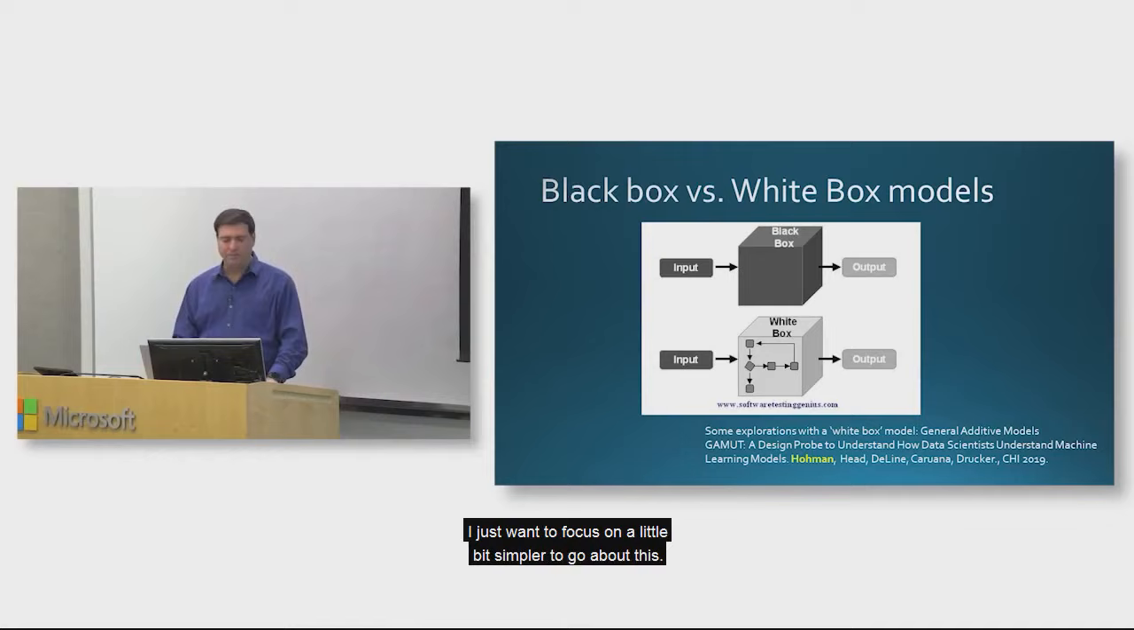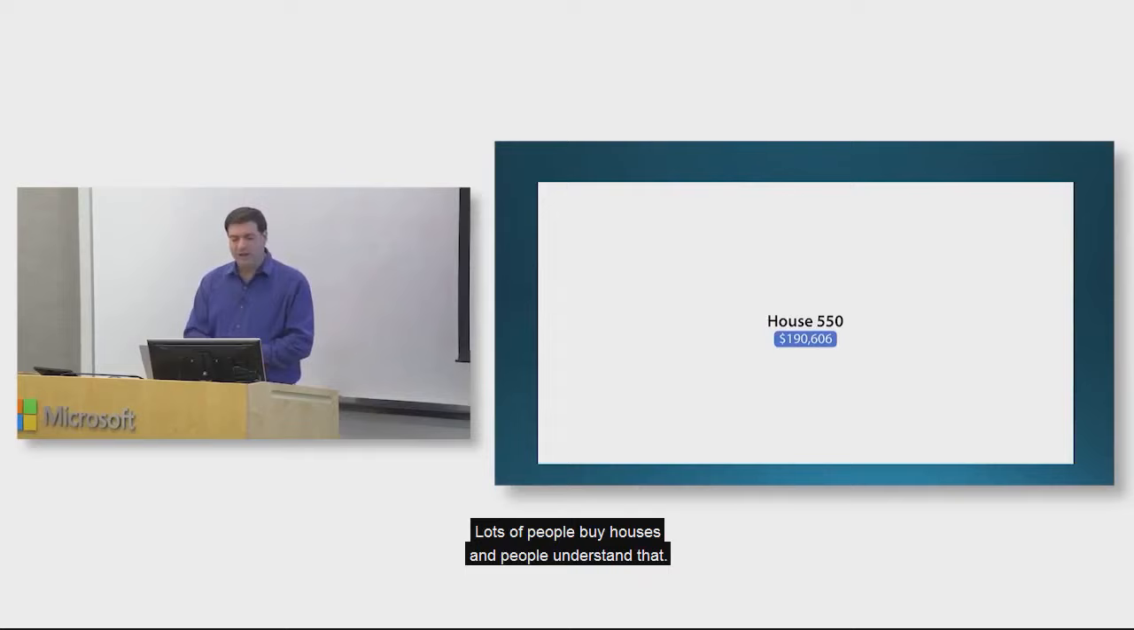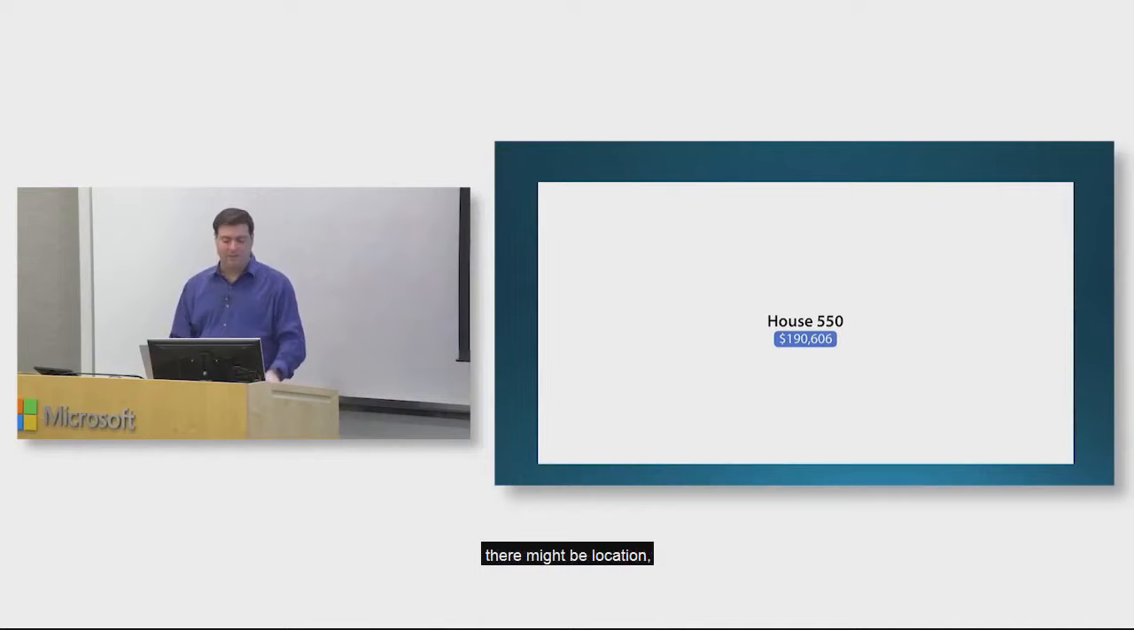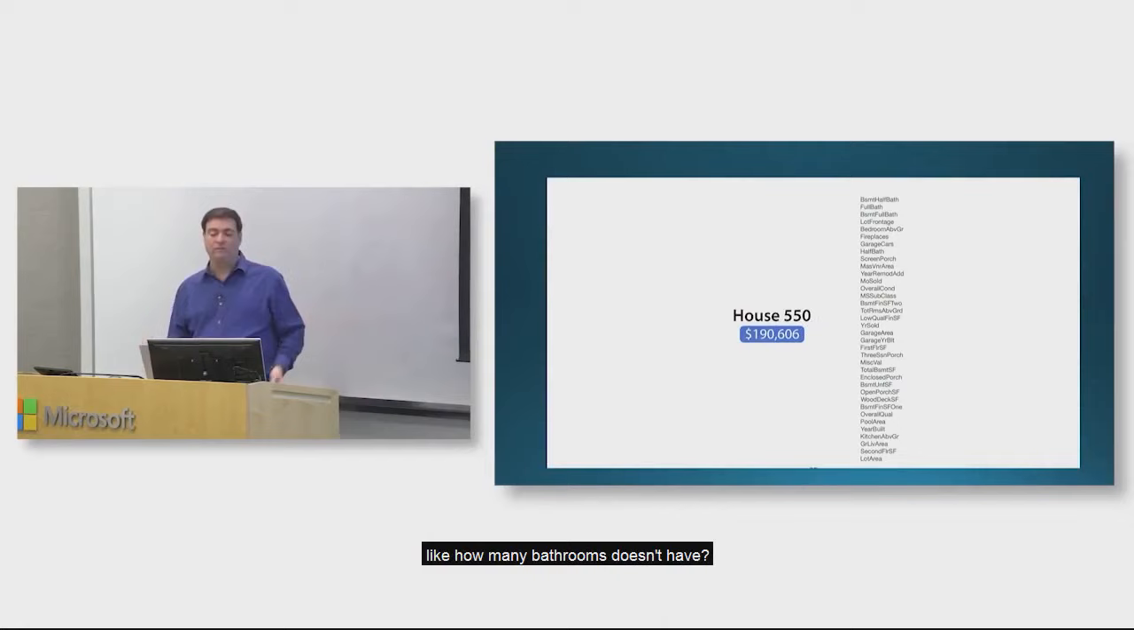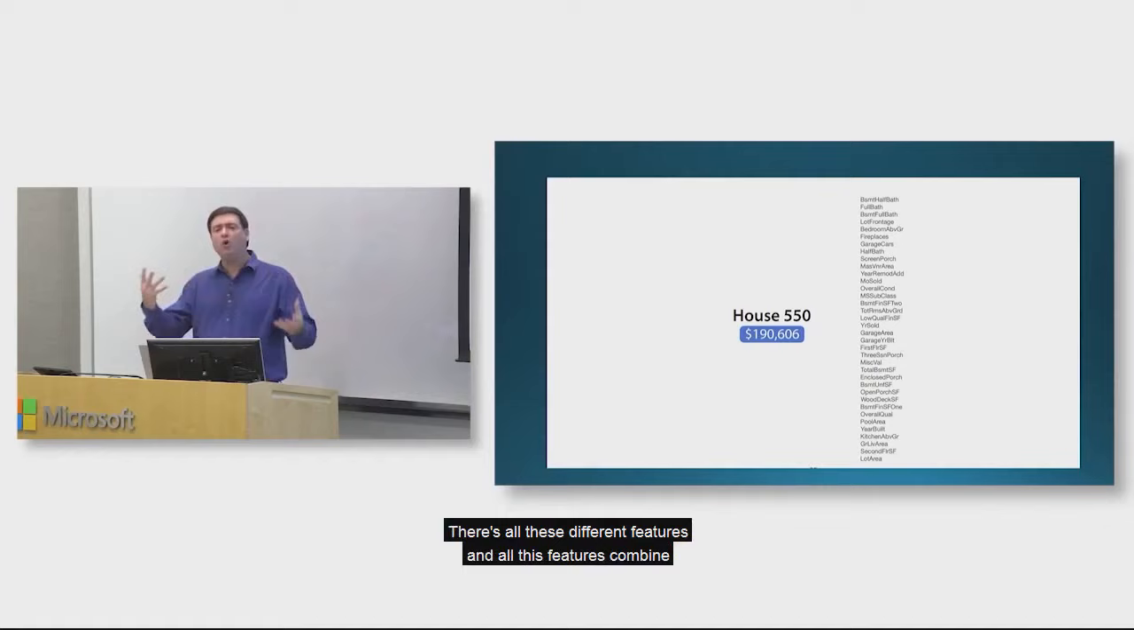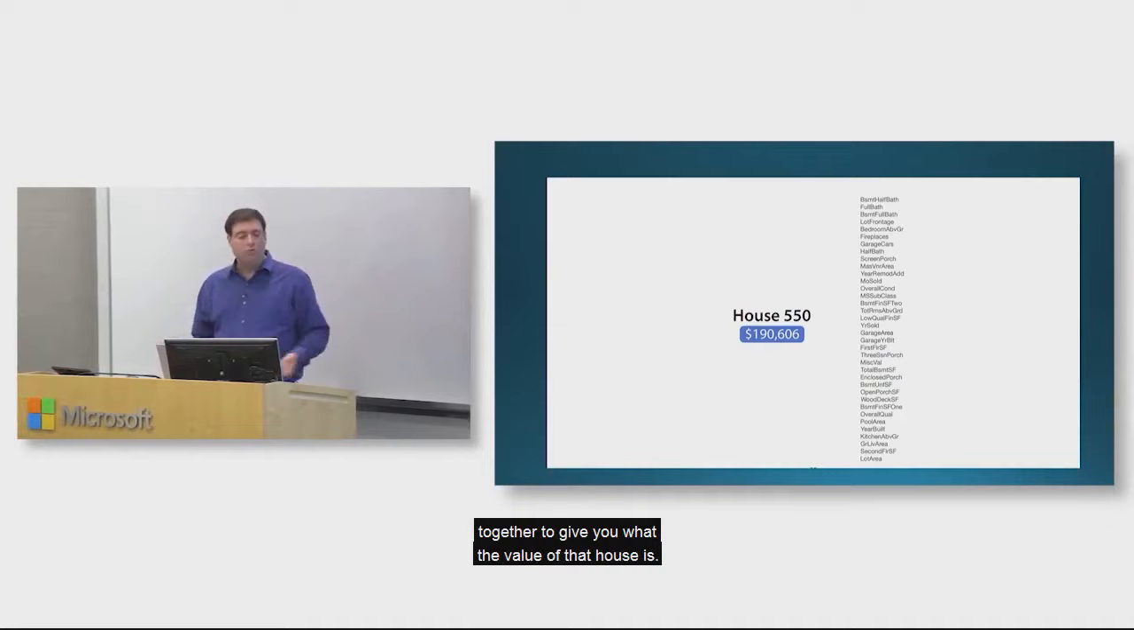Lots of people buy houses, and so people understand that, you might buy a house, and yes, there might be location, but it also might be things like how many bathrooms does it have? How many bedrooms does it have? What's the quality? What's the year? And there's all these different features, and all these features combine together to give you the value of that house. Now, when you look at it like that, it really is pretty simple.